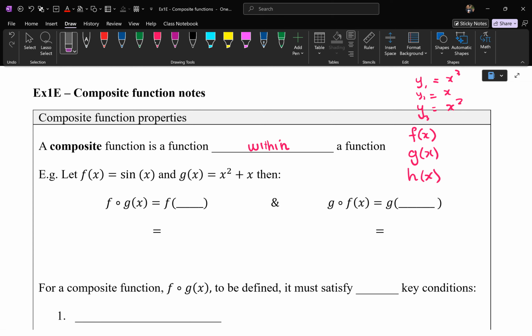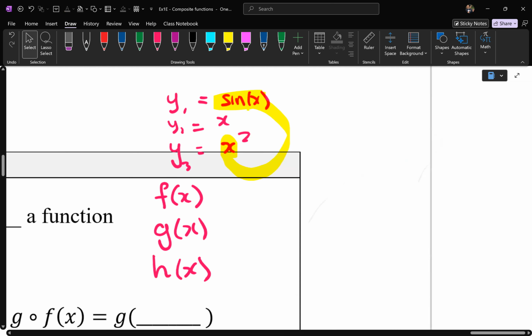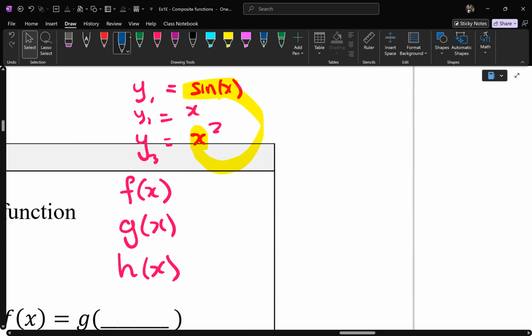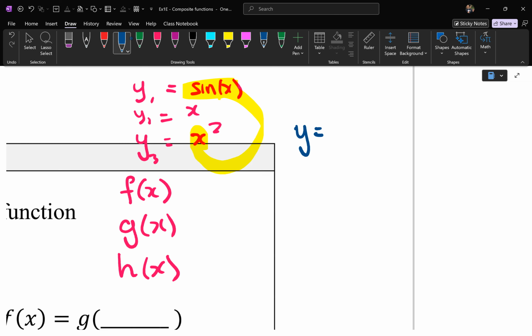Let's say y1 was sine of x, and let's take sine of x and put it within a quadratic, which is an x squared. If I take the sine of x and substitute it into an x squared, what would that look like? It would be y is equal to, now instead of x squared, I'm replacing that x with sine of x. Because the function's in terms of x, I'm replacing that x with sine of x. So what do I get? I will get sine of x, squared. Does that make sense?